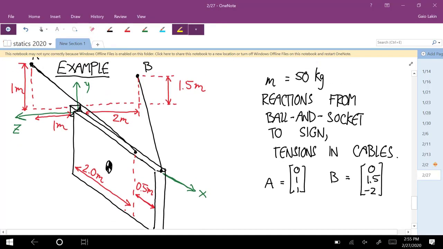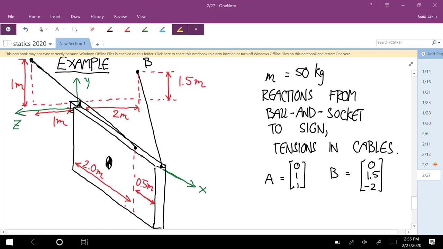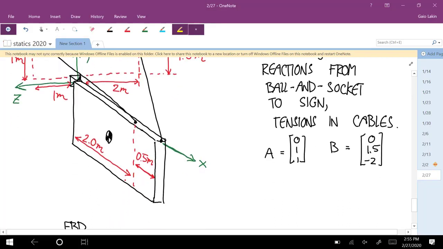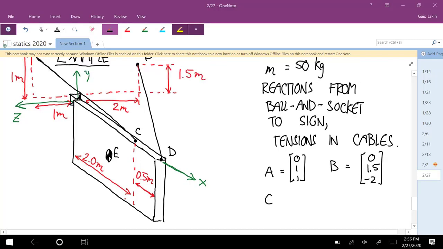Then the center of mass, well, let's label all these points. So we got A, B, let's call this C, D, and then the center of mass, E. So C, you go 2 meters in the positive x direction, and 0 in the y direction and 0 in the z direction. It works the same way to get to D. You just go 2.5 in the positive x instead of 2.